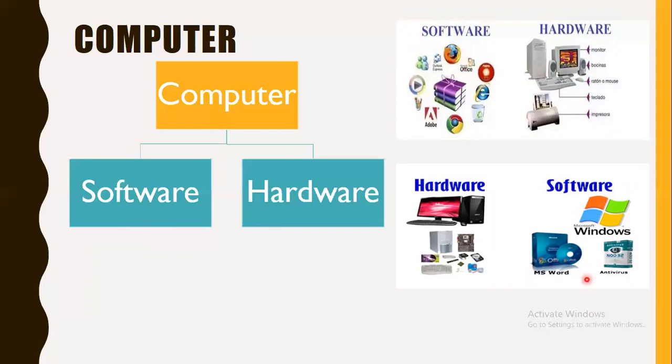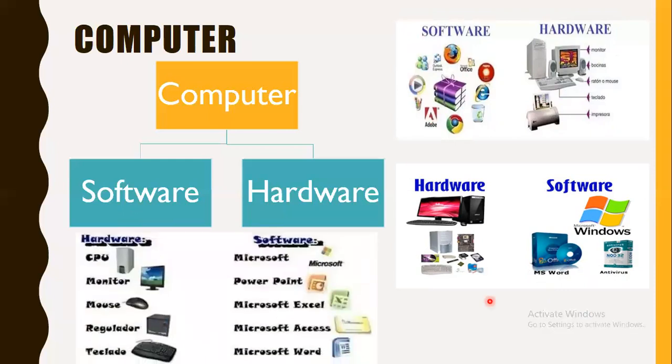Software has two basic types that we are going to discuss in today's lecture. You can see some examples of hardware and software in this picture. Hardware includes CPU, monitor, mouse, keyboard, speakers, printers, plotters, each and everything. And the software examples are Microsoft PowerPoint, Microsoft Excel, Microsoft Access, and Microsoft Word. And there are so many other examples.